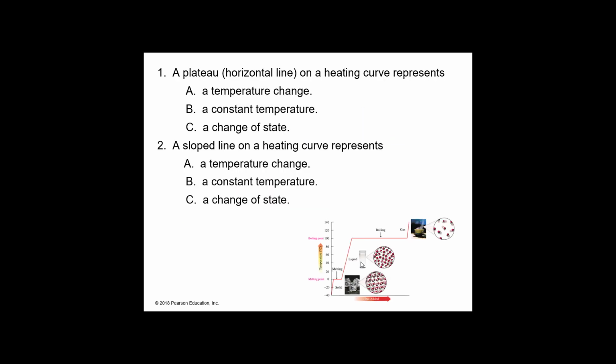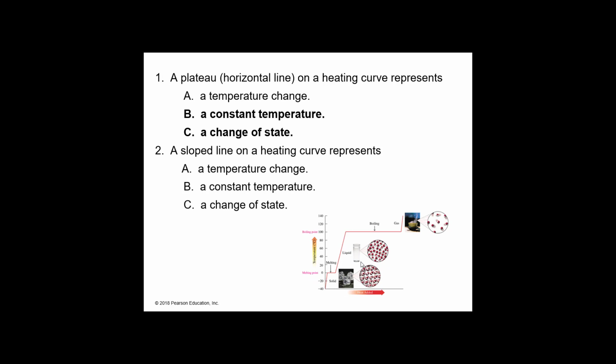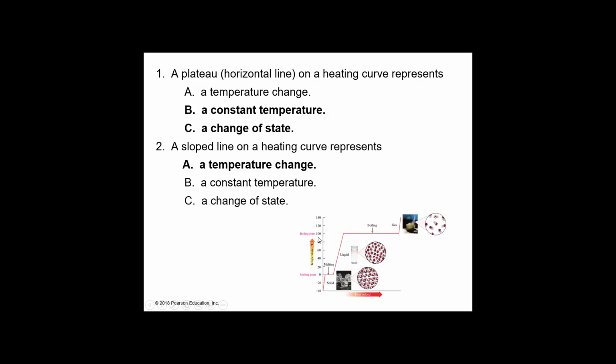All right, so a plateau on a heating curve represents a constant temperature and a change of state. So this plateau is a constant temperature and a change of state. And a slope line on the heating curve represents a temperature change. So that's what this represents right here.